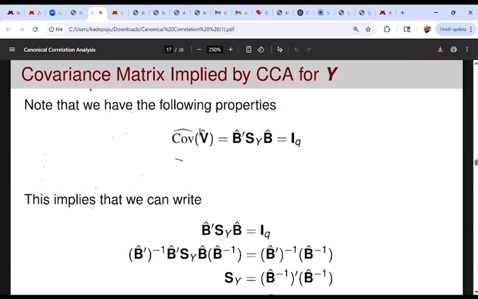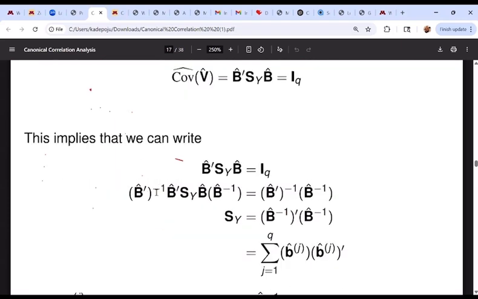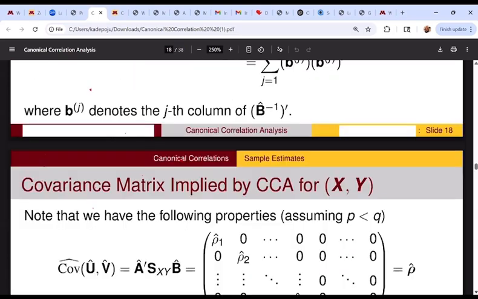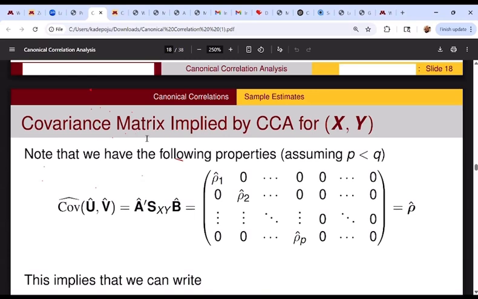We can do the same thing to Y. You can do the same thing to the one derived from Y. It's also going to be an identity. So by the time you pre-multiply and post-multiply by this guy, it's also going to resolve into that. Now this is the covariance matrix implied by canonical correlation, for X and Y. The estimate that I talk about is the estimate of covariance between the two different canonical variates.